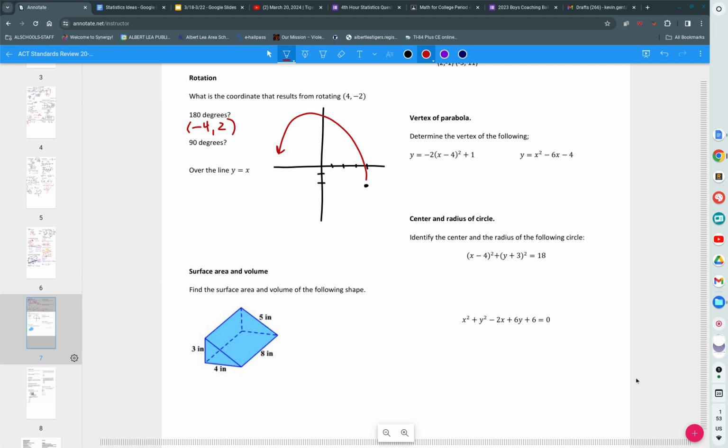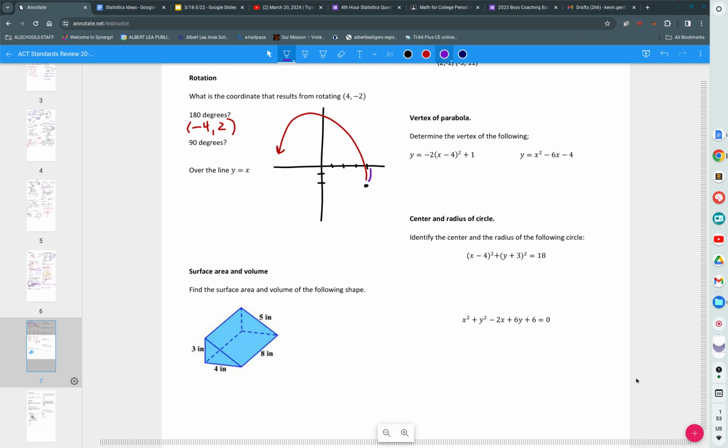Now, if we rotate 90 degrees, we're going to take this and we're going to move it here. Maybe want to guess what that would be? (2, 4).